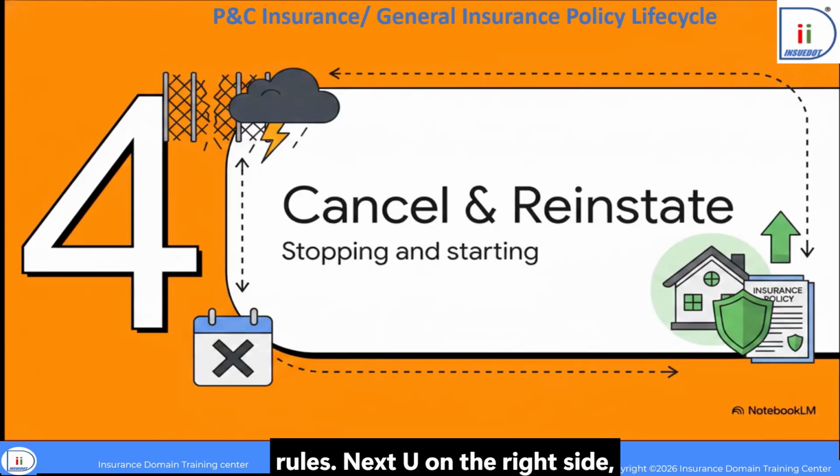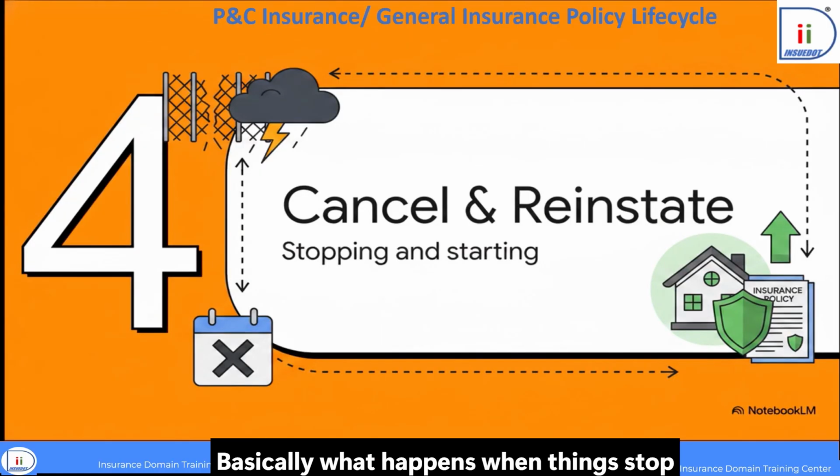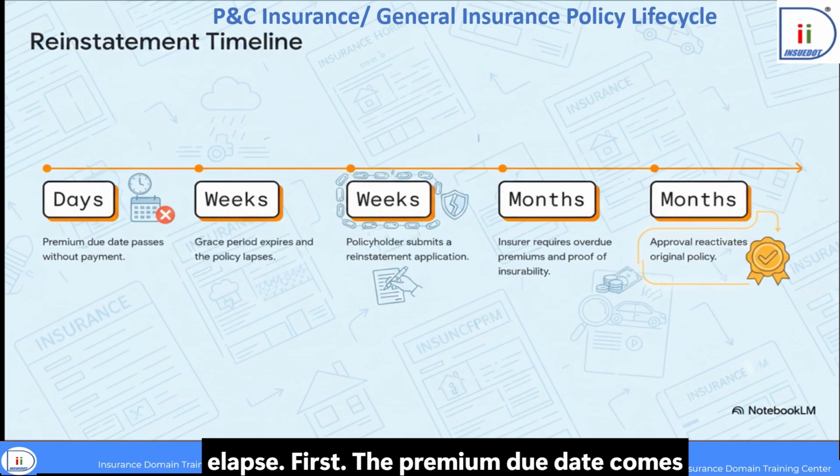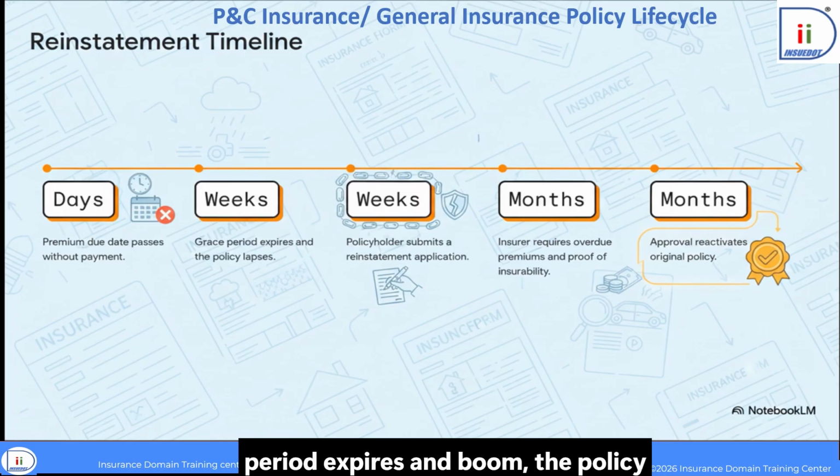underwriting rules. Next up on the right side, cancellations and reinstatements. Basically what happens when things stop and when they try to start again. Let's walk through the actual timeline of a lapse. First, the premium due date comes and goes. A few weeks pass, the grace period expires, and boom, the policy officially lapses.